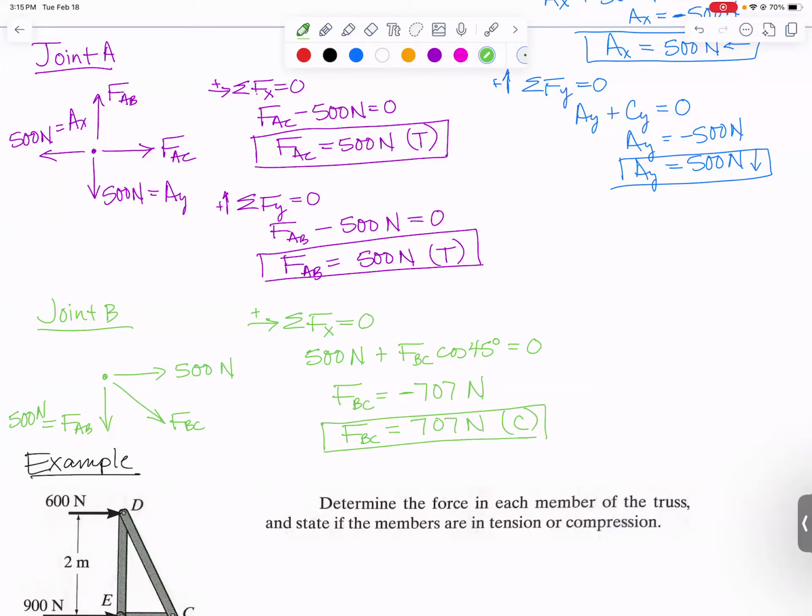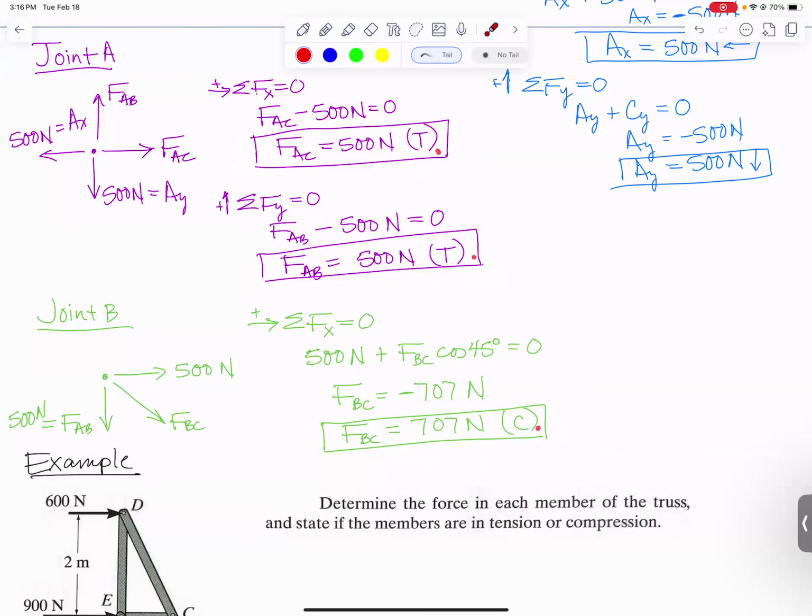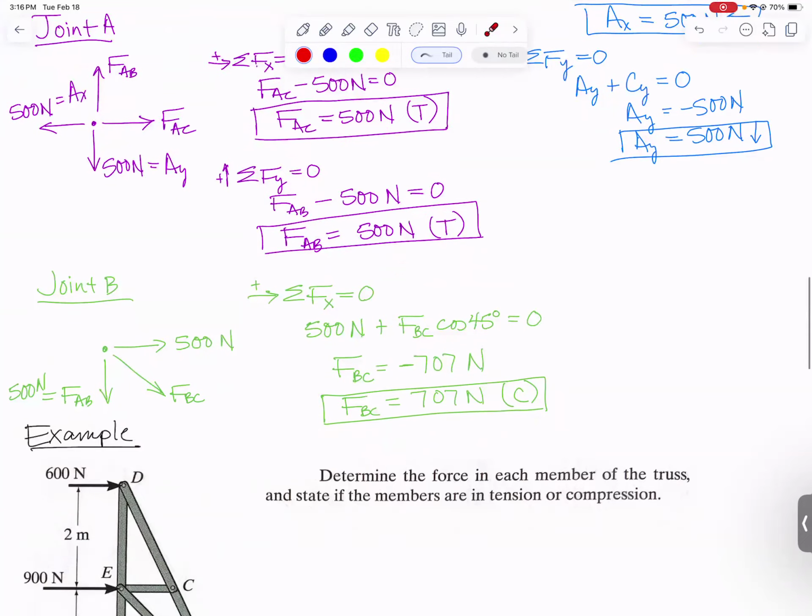It means I drew it the wrong direction in my diagram. So instead of the member pulling on the pin, the member is actually pushing back on the pin, and we solved the problem. Those 3, AC, AB, and BC, were our 3 unknown members. It turns out 2 of them are in tension and 1 of them is in compression. Let's go try a harder example.